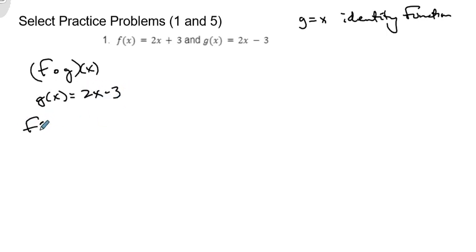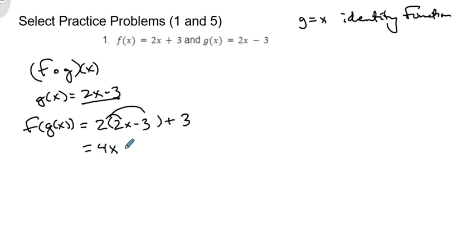When we find f of g of x, you take f of x and write it leaving a space where x is for us to put in our other function. So we have 2 times blank plus 3. We're going to put 2x minus 3 here. We go this times this, and then add 3, so we get 4x minus 6 plus 3. You get something that is clearly not the identity function: y is equal to 4x minus 3. So you can firmly say no at this point.